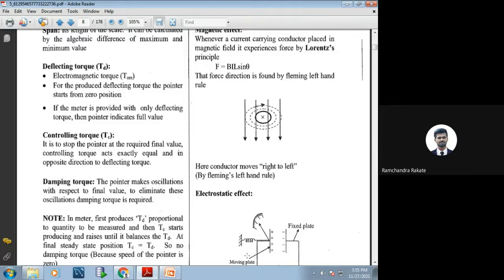You don't know about full scale deflection? What is zero position? The pointer is at null position. And what if the pointer is at final position?